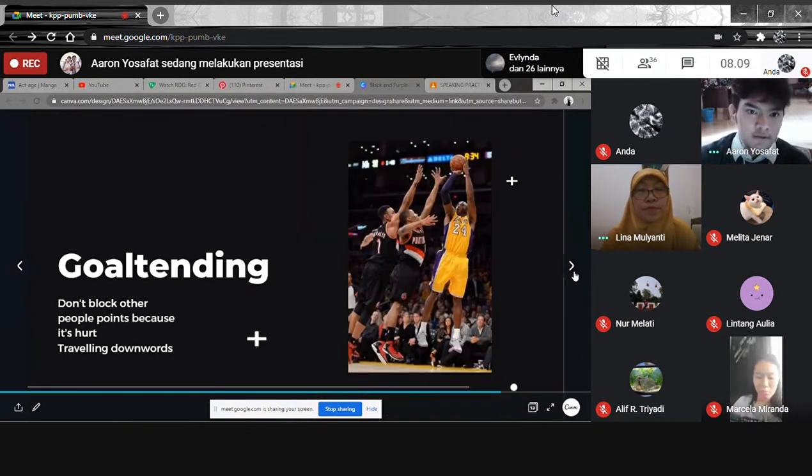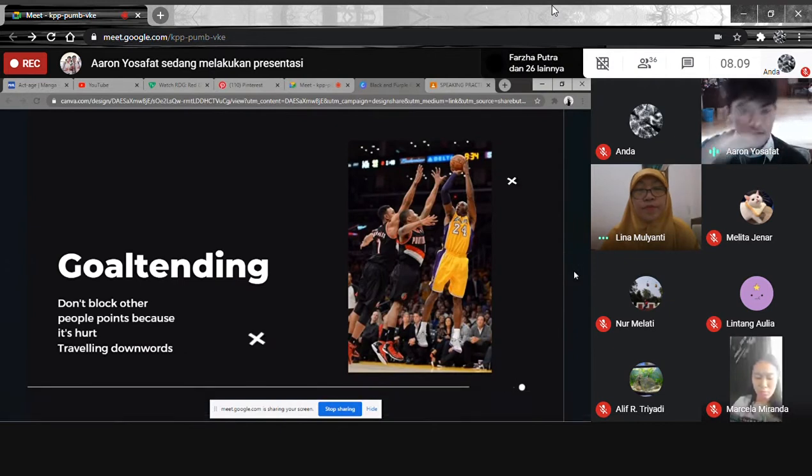And then goaltending. What is goaltending? Goaltending means when we shoot the basketball, the ball goes upwards and downwards. Basically, we cannot block the ball when it is traveling downwards. You can block the ball when the player releases it and it goes upwards. When it goes downwards, we cannot block it.